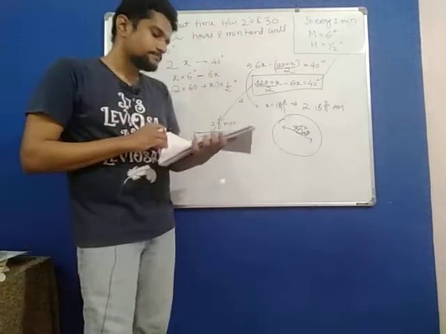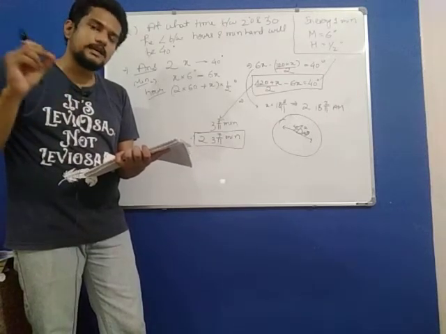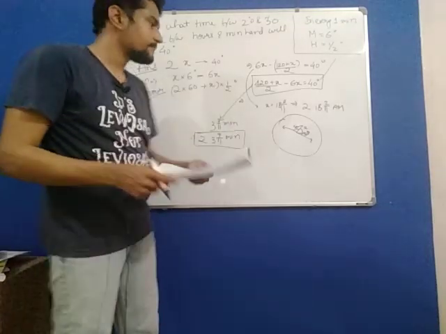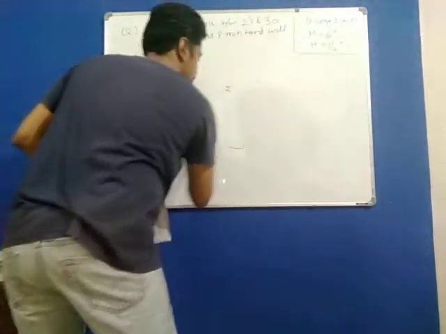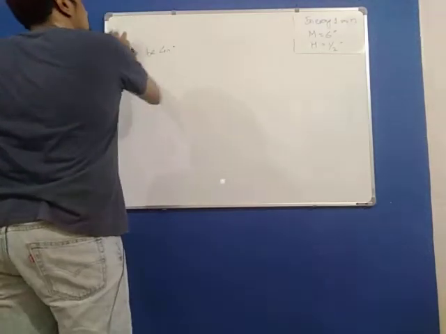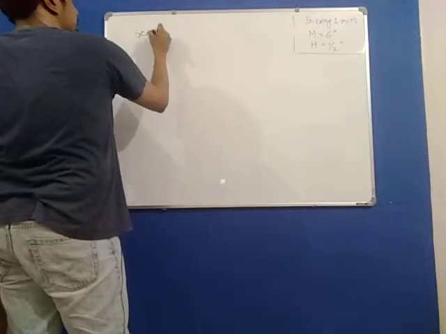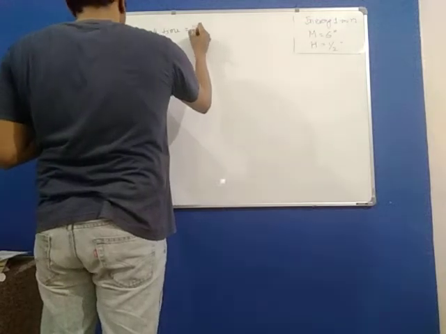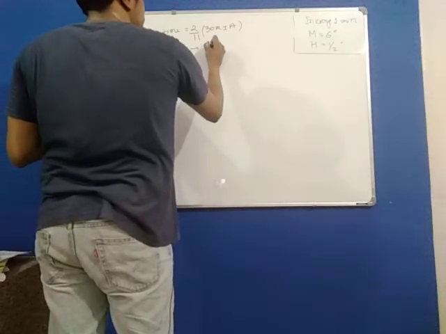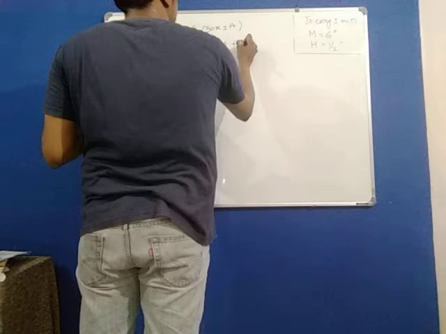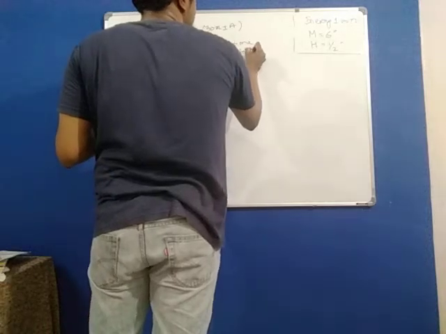There is also a direct formula which we can use to find out the time at which the angle subtended will be equal to a certain value given in the question, and the formula is that the required time is equal to 2 by 11 (30x plus minus a), where x is the initial time and a is the angle subtended between the hour hand and the minute hand.